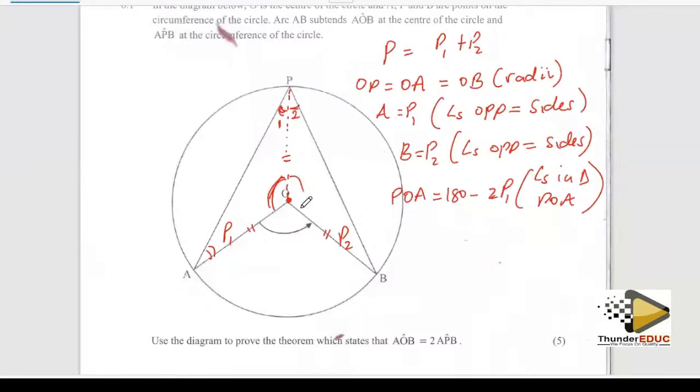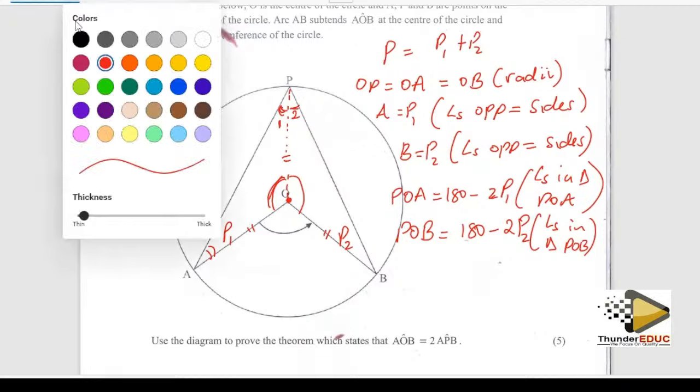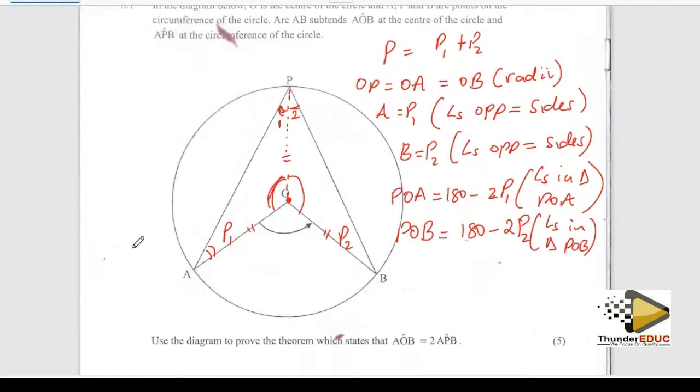Then I'll do the same thing on this other side, that POB is going to be the same, 180 minus twice P2, still the same reason. Angles in triangle POB. Then, if I try to find the entire size of this, it will be as good as me adding up these two.